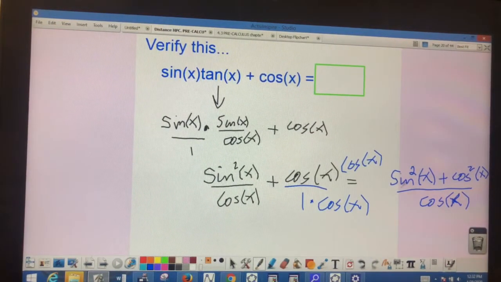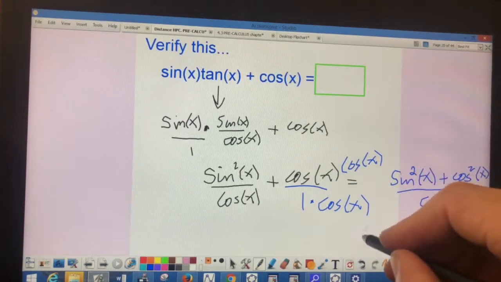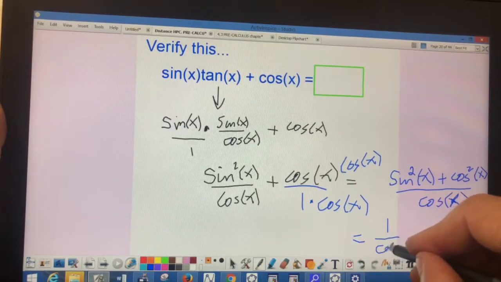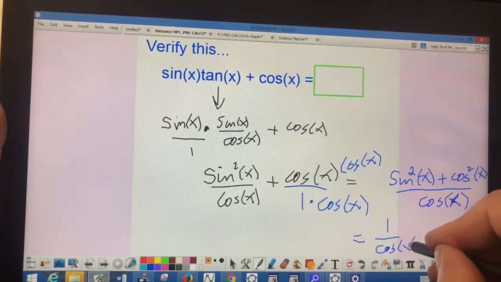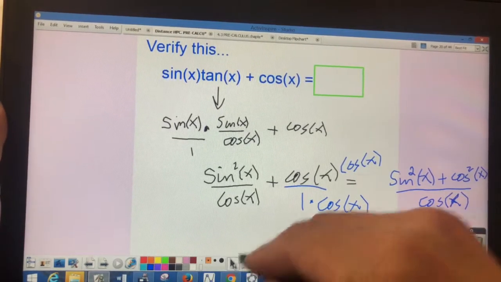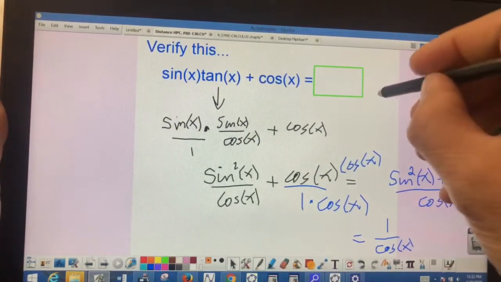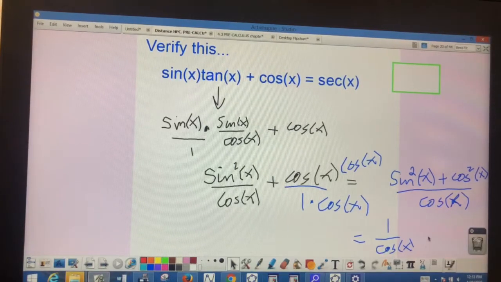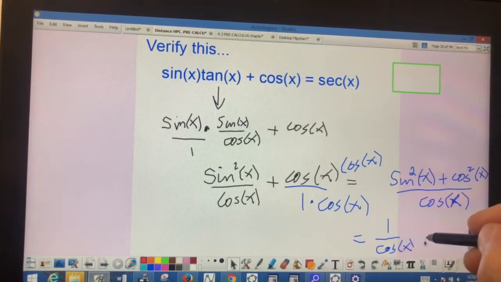Trying my best. So sine squared plus cosine squared is 1. What you get here is 1 over cosine. Now, what did we want to get at the end? Remember? You want that. Am I getting there? 1 over cosine. What is the definition of 1 over cosine, or what's the definition of secant? It's the same thing, so you can turn this into a secant.